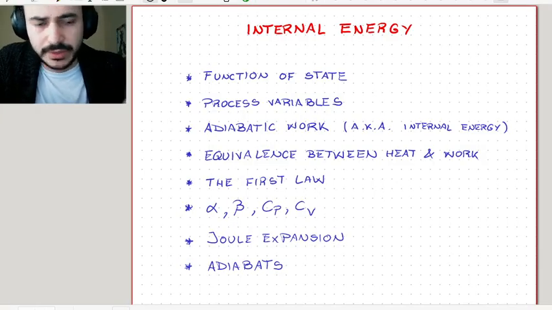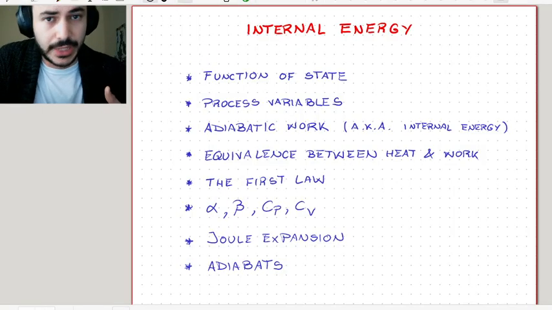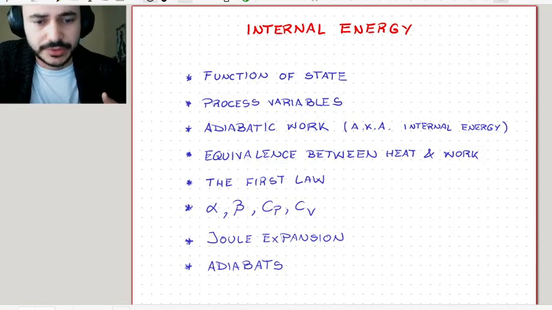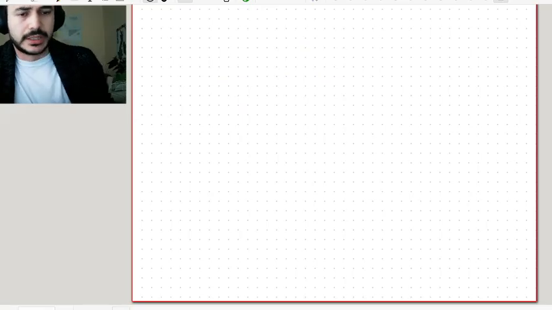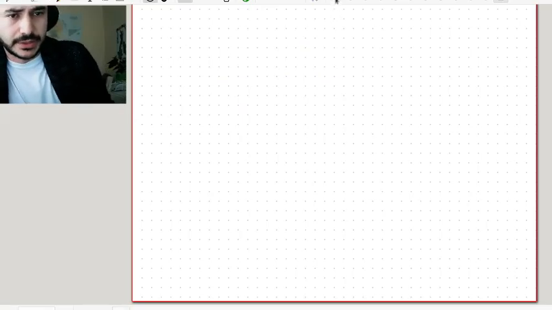So we're going to see what those are. And we're going to describe a historical experiment, the Joule expansion, and this will allow us to write the internal energy of the ideal gas explicitly. And finally, we are just going to say what an adiabat is, and just like we did with the ideal gas in the case of the isotherms, we are going to write down the expression for the adiabats of the ideal gas.